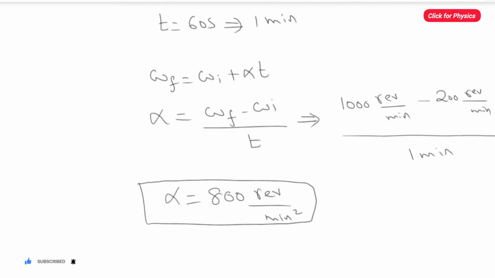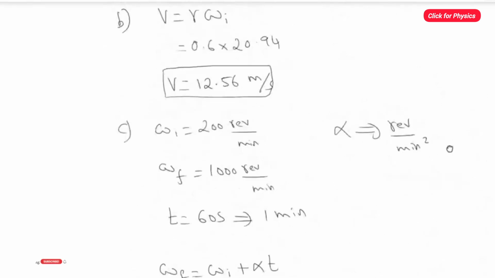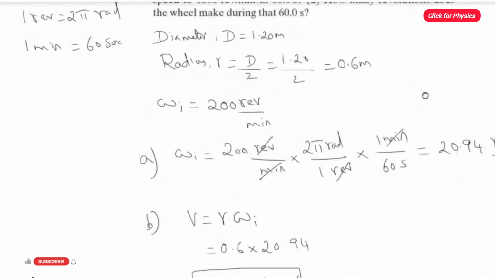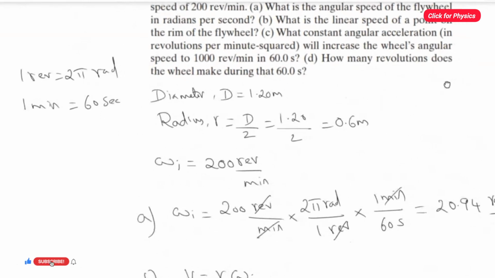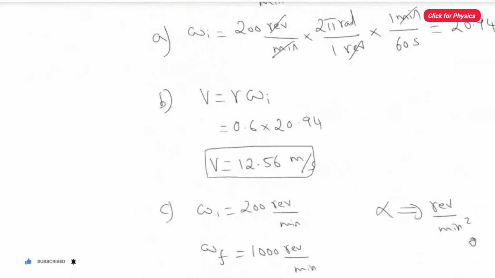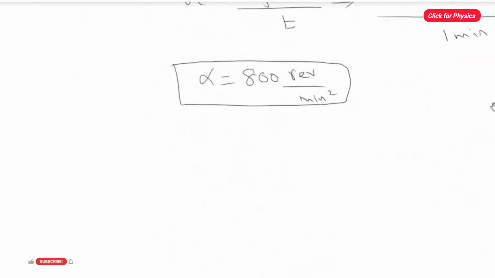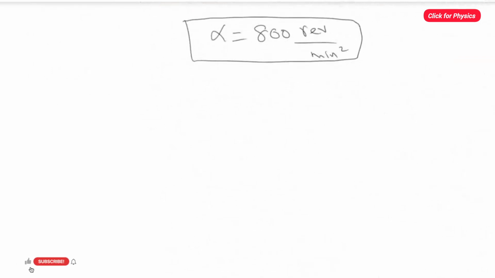Clear? Now we have to go back to the question. Let's read the fourth part because this question has 4 subdivisions. How many revolution does the wheel make during this 60 seconds? So in this 60 seconds, how many revolution does this wheel make? That means we have to find the value for delta theta, correct? Because our delta theta is nothing but the revolution value. So for the fourth part, which is our D part, we have to find the value of delta theta.